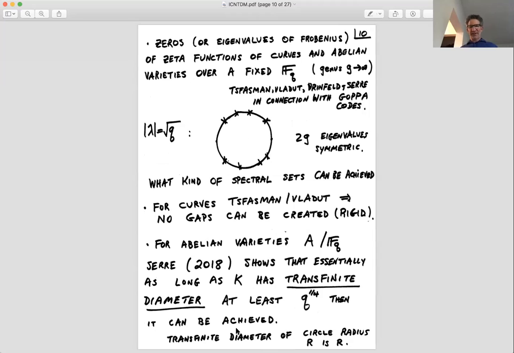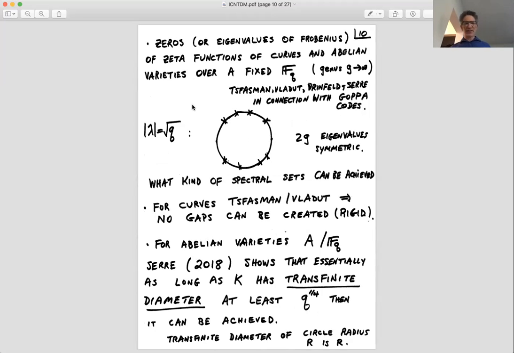In the context of algebra, finite fields, and coding theory, there's a beautiful theorem of Ladut and Tsfasman, and a very recent paper of Serre. Serre is still very active, he's over 90. And it's very similar to the question I'm asking here about graphs. So this is my last fancy slide.